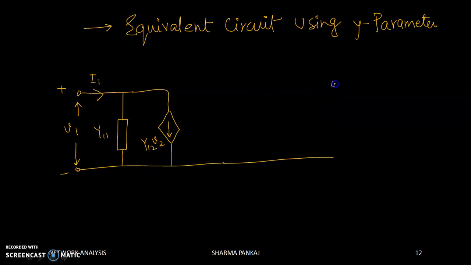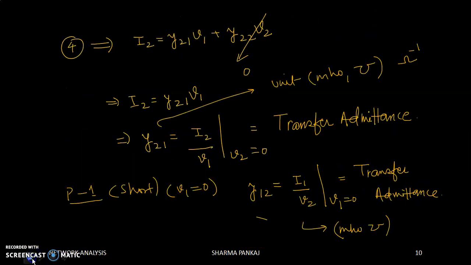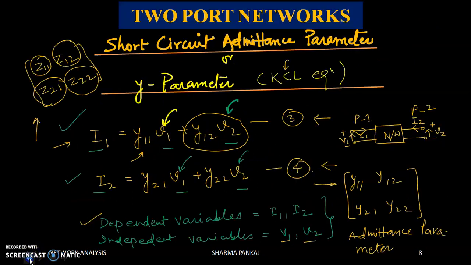From port number 2, see this. Let us understand from the diagram. This is your port number 2. V2 is there. I2 is inflowing. Now equation number 4. I2 is equal to Y21 V1 plus Y22 V2. The voltage V2 will be across the terminals. This parameter Y21 V1 is a voltage controlled current source.